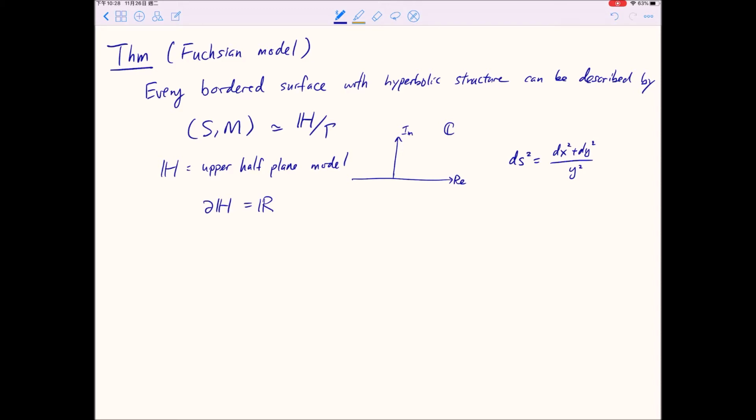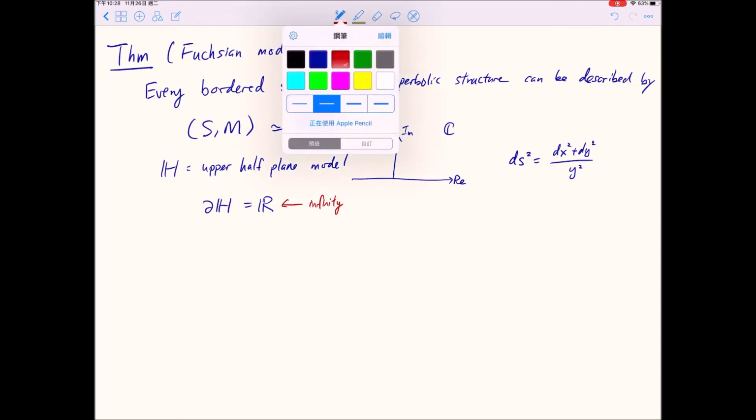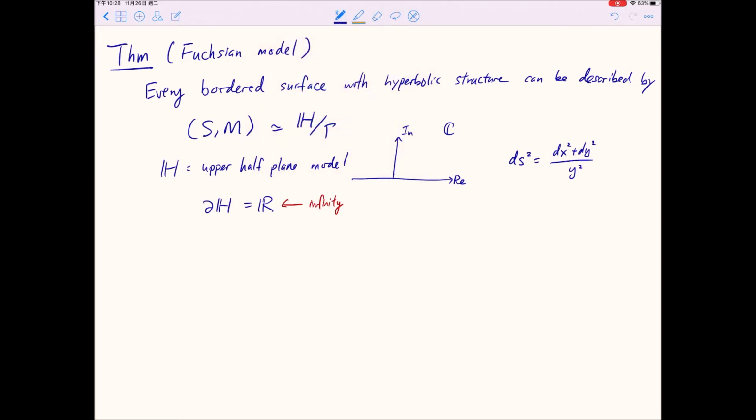So in particular, this will be the infinity of our model, because as you see, y is the imaginary coordinate. So as y goes closer and closer to the real line, the metric gets bigger and bigger. So in fact, it goes to infinity. It tends to infinity when you approach the boundary. So this will be the infinity. And sometimes people will also take the union with the infinity point.